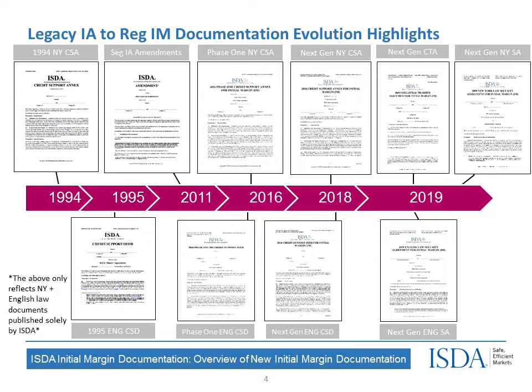And then in 2018, those Phase 1 documents were updated for the next generation versions to reflect the broader scope of entities coming into scope in Phases 4 and 5 of the initial margin requirements.